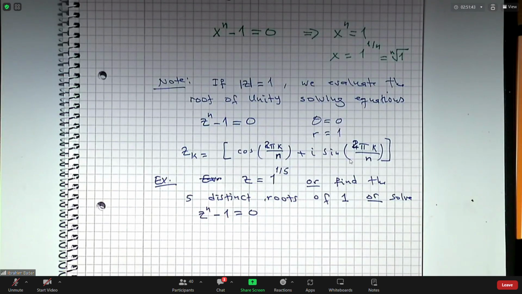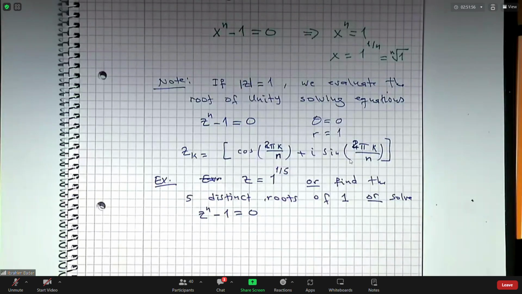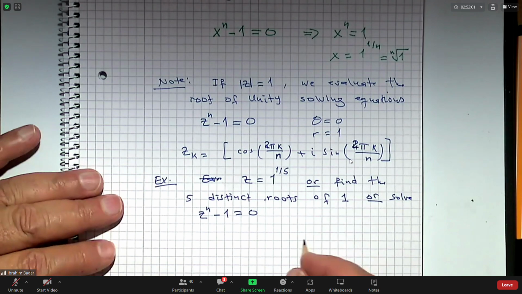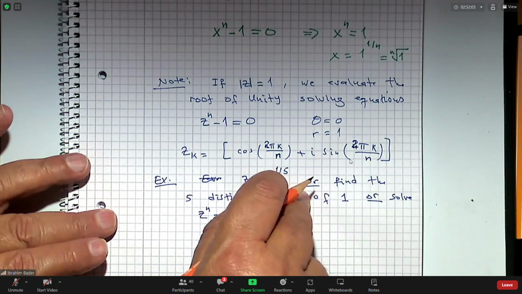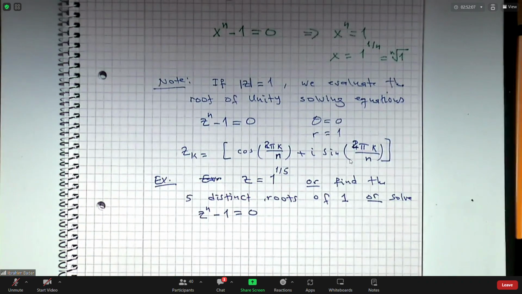Now here we are talking about fifth roots. How many degrees do we need to rotate here? Remember the formula, 360 over n, which is 72. So this is another way to evaluate these roots. You start at 1, then move 72 degrees to find the next, and the next, and the next. But let's evaluate this using the formula.